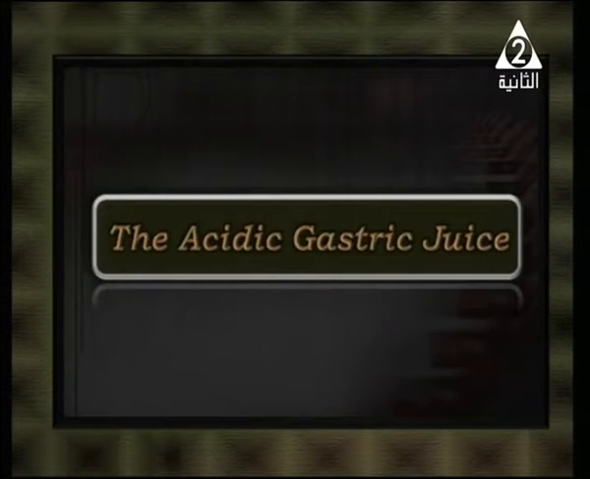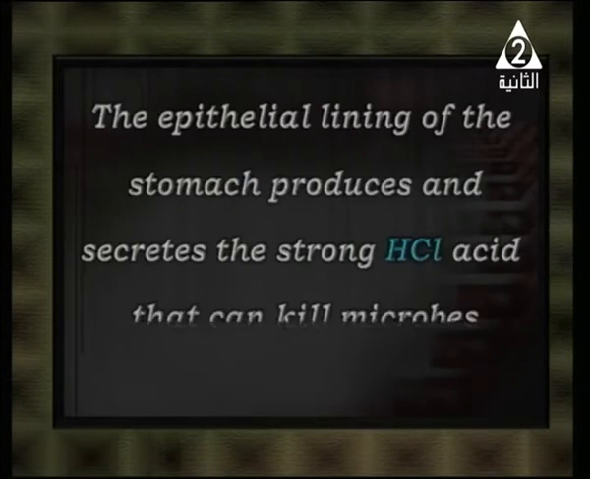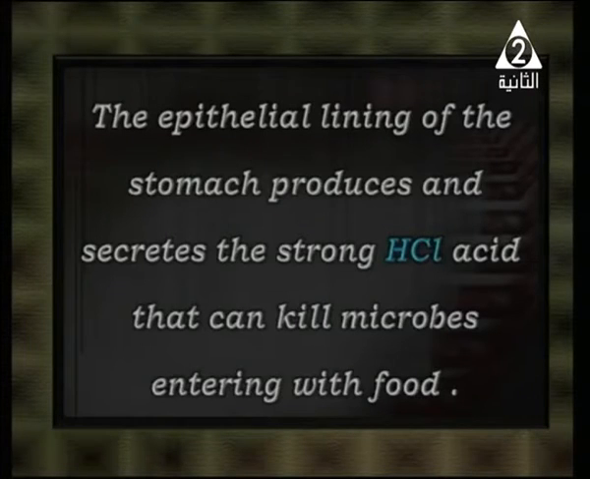Also we have the acidic gastric juice, which is secreted by your stomach. The epithelial lining of the stomach produces and secretes a very strong hydrochloric acid that can kill microbes entering with the food. So we have different mechanisms here: some fluids outside your body, like tears, mucus and saliva, and some inside your body, like hydrochloric acid, and so on. This is about the mechanisms by which our body defends against pathogens.